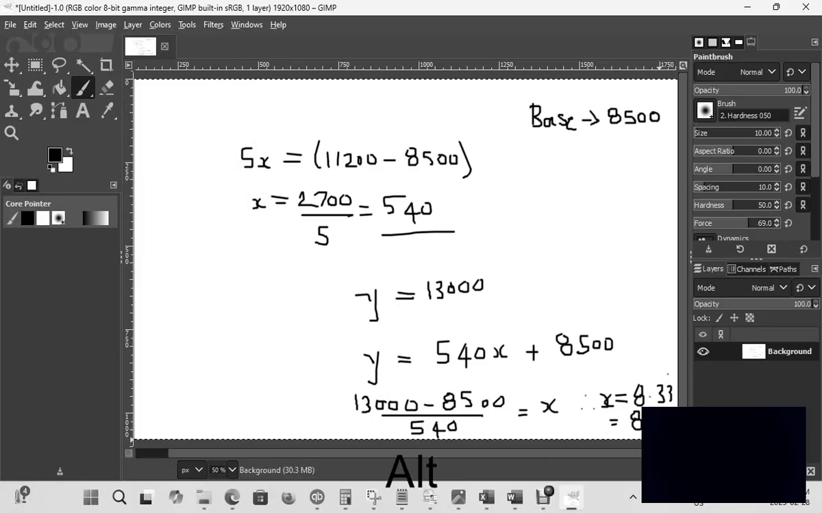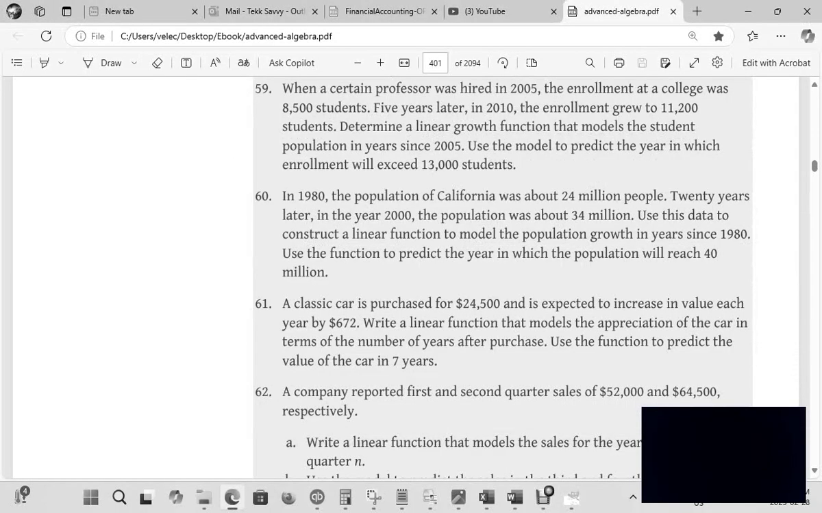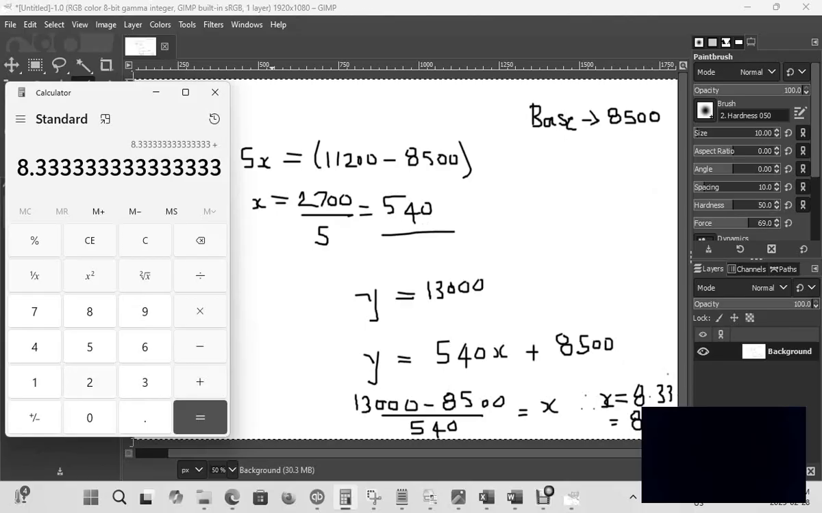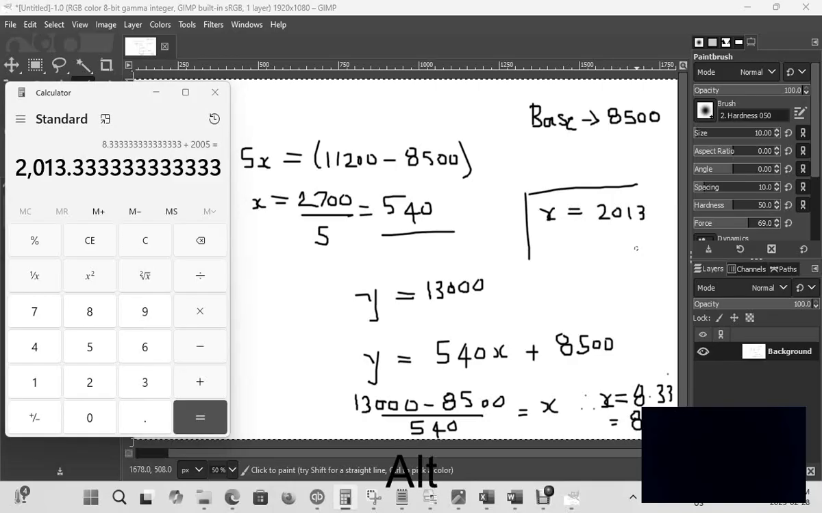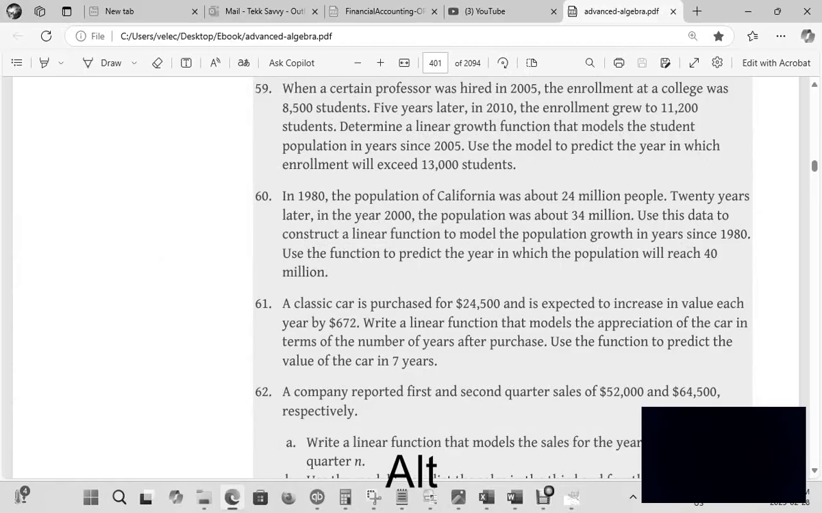So we know that the enrollment started in 2005, which means 8 years from 2005, this will be plus 2005. It will be 2013. So by 2013, your enrollment will be 13,000 students.